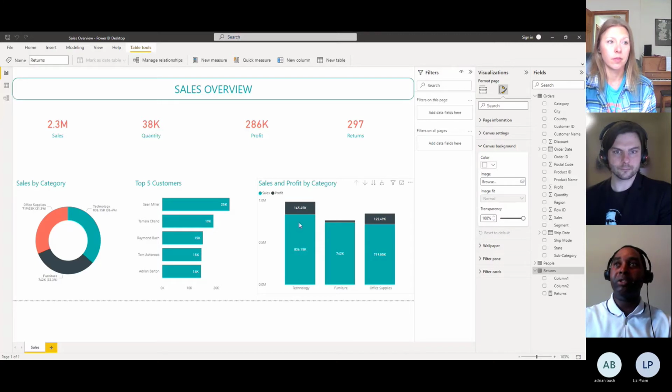So in this case, there is technology. This is the amount of profit. This is the total sales for furniture and profit and so forth.